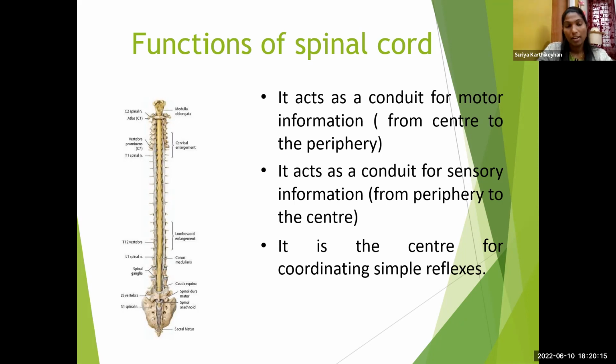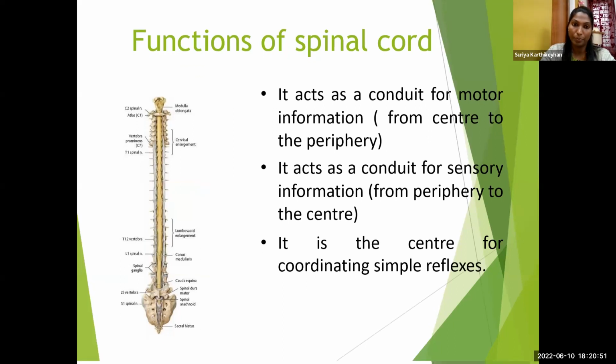The main function is conduction of motor information. It acts as a conduit of motor and sensory information. For motor information, from the center to the periphery, it acts as a conduit. About sensory information, it carries the information from the periphery and gives it to the center, so it again acts as a conduit for sensory information from periphery to center. Also, it is a center for coordinating simple reflexes, not the complicated reflexes. The main things are motor information and sensory information.